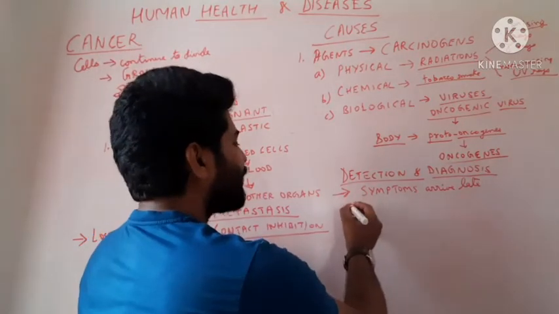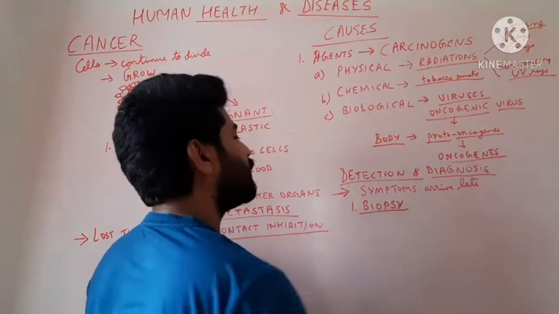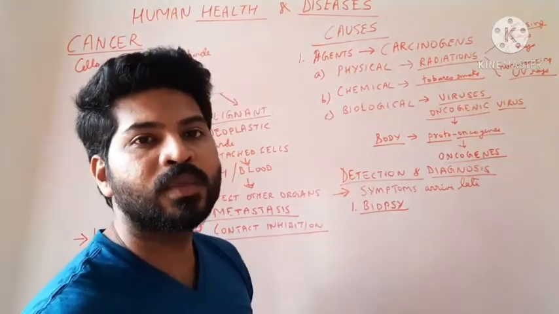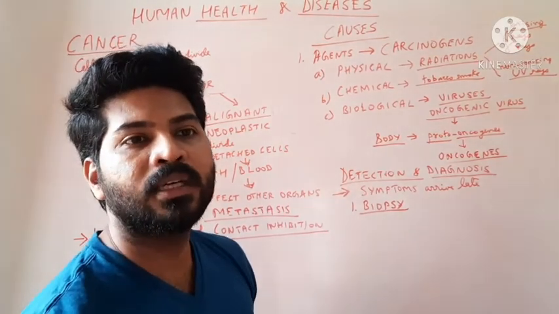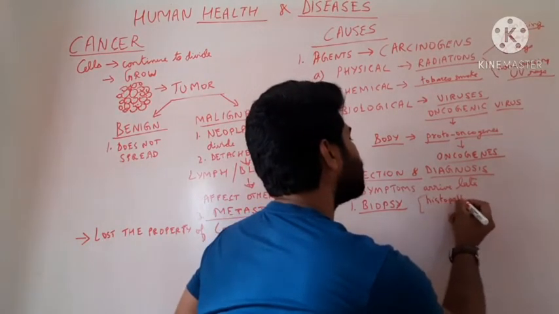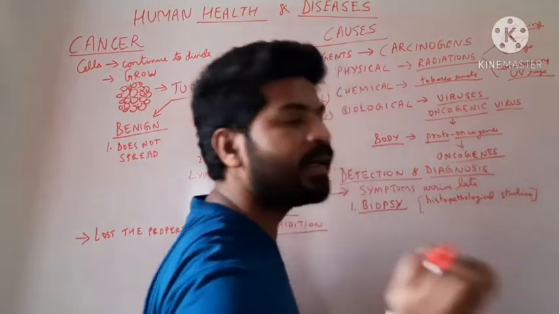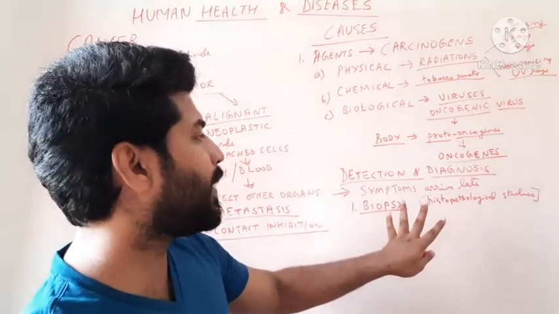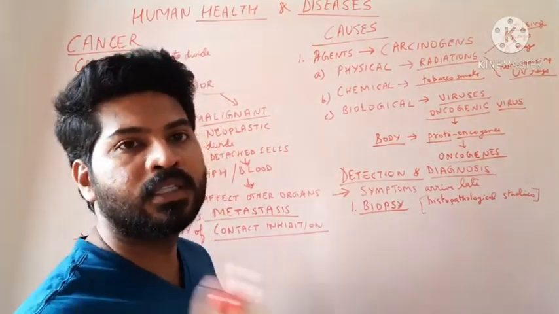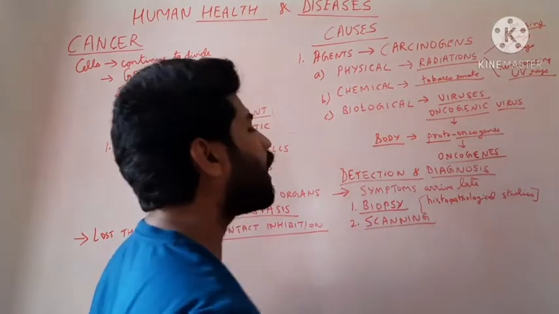So the different detection techniques: we have biopsy, where the tumor tissue is taken, a section of it is taken and it is observed under a microscope using specialized staining. So biopsy, that is histopathological studies, can help in definite detection of cancer. So this is the best way of detection of cancer. Take a tumor tissue, cut sections of it and study it under a microscope. If not, other techniques such as scanning are helpful.